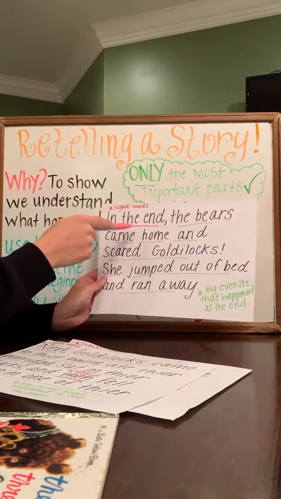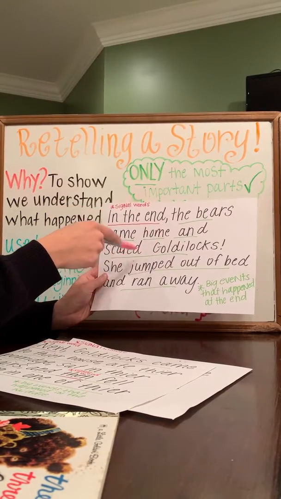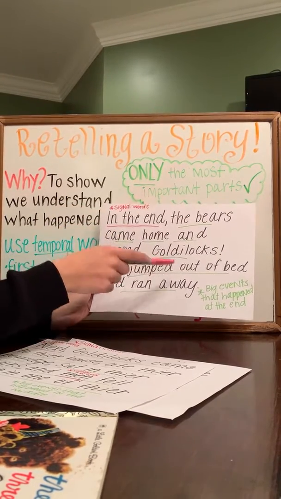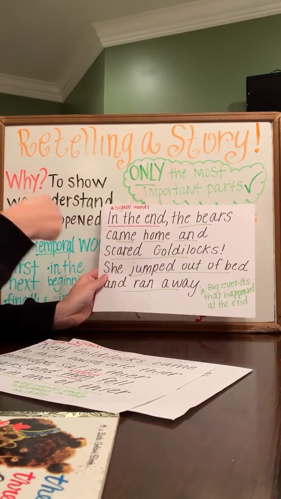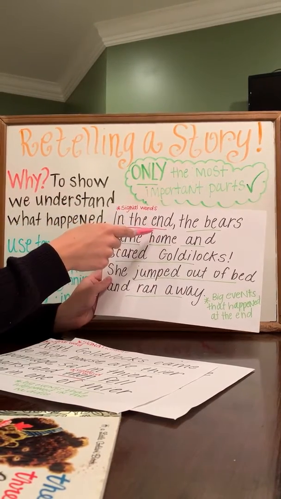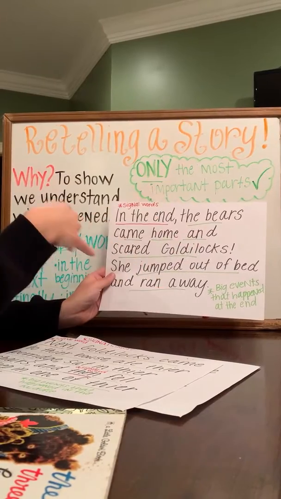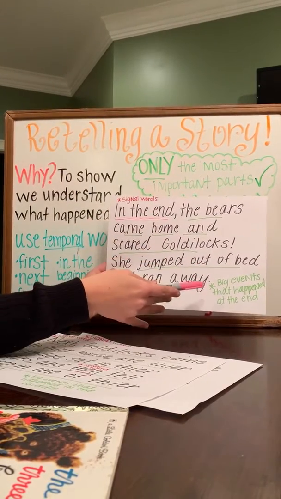Okay, in the end, the bears came home and scared Goldilocks. She jumped out of the bed and ran away. So in the end signifies that we've transitioned from the middle to the end of our story.